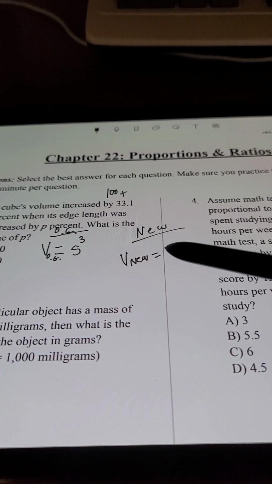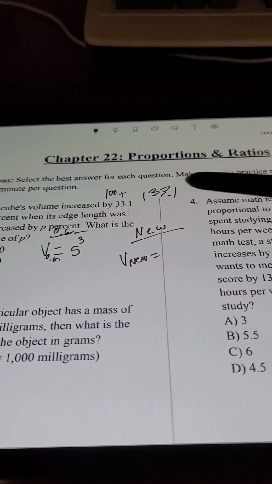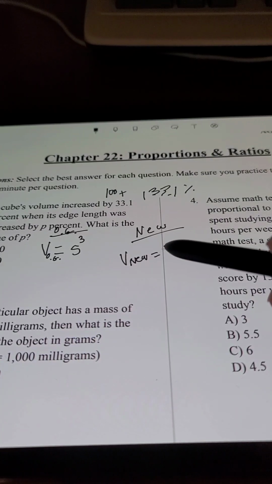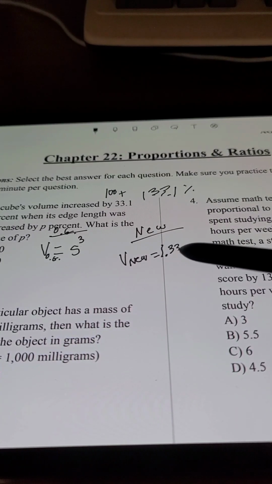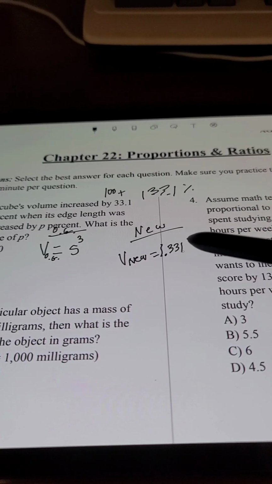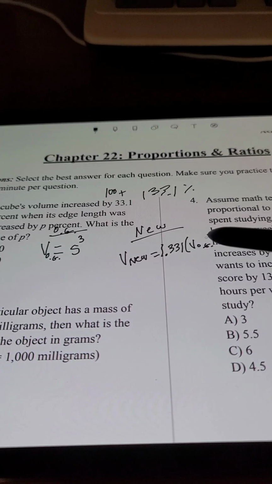So the new volume is equal to 133.1. That's it as a percent. If I want to turn it into a decimal so I can multiply by it, it's going to be 1.331, because I moved the decimal 2 to the left, times the original volume.